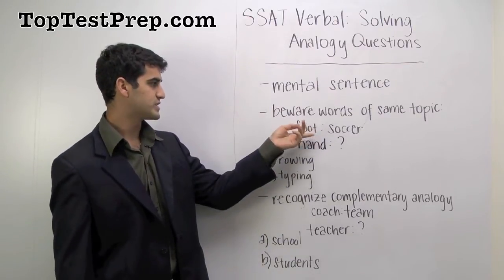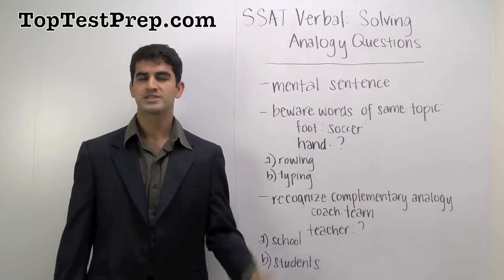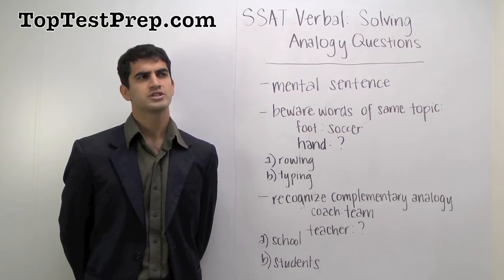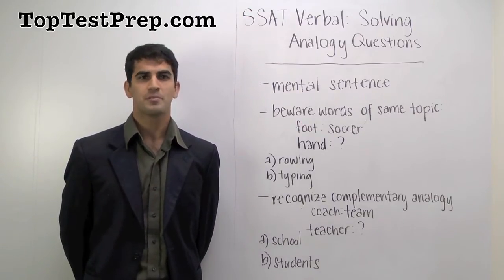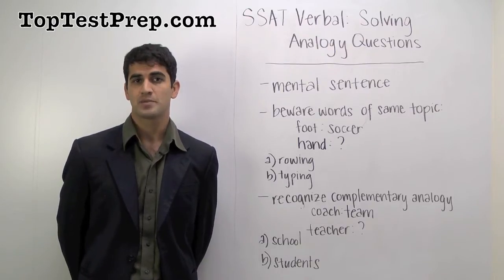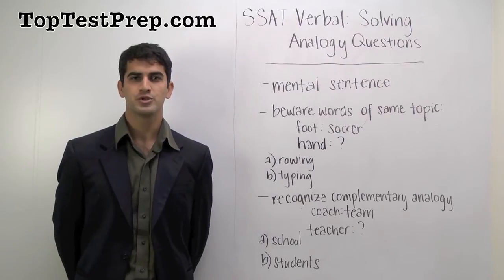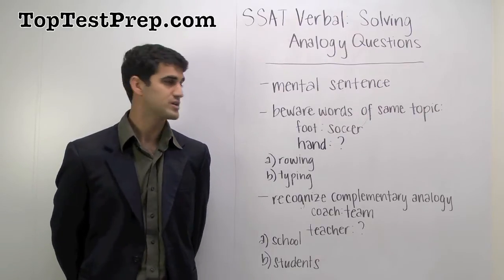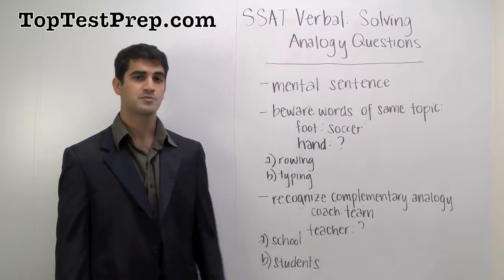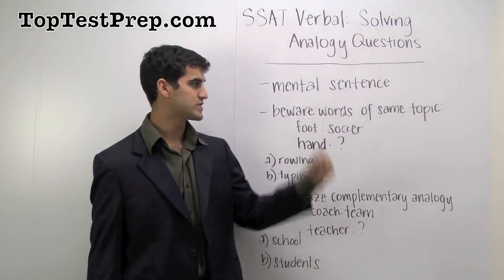So if the analogy they give you is foot is to soccer, I might form the sentence like this. A foot is the primary body part that you use while you're playing the game of soccer. Then I would use that sentence of a primary body part that you would use to evaluate the rest of the question. A second major tip that's important to remember is to beware words of the same topic.